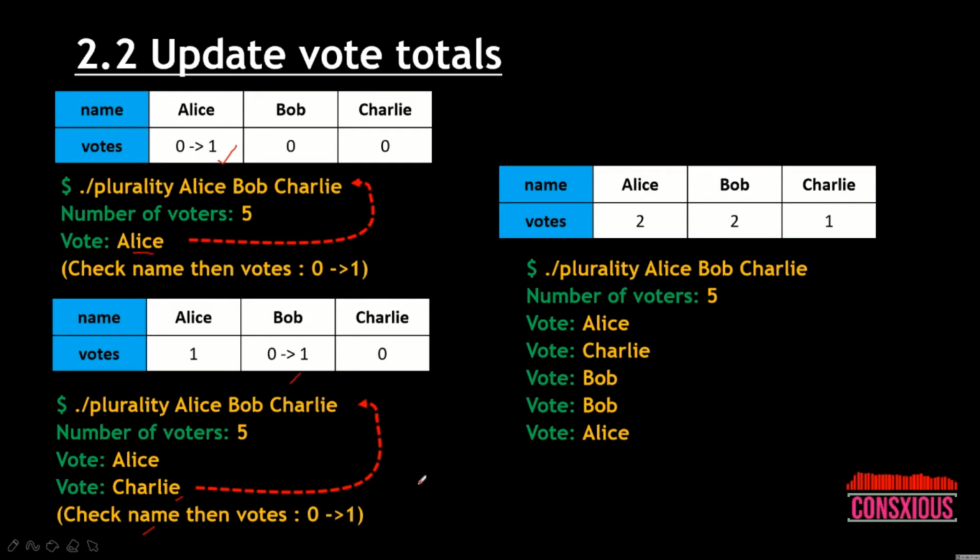Then at last, the program is going to check one by one. Then we update the vote count. So you can see Alice at least 2 times, the vote count is 2, Bob 2 times, 2, Charlie 1.